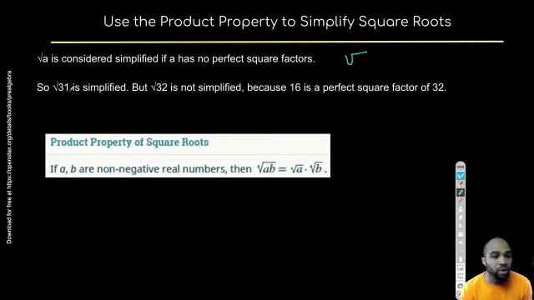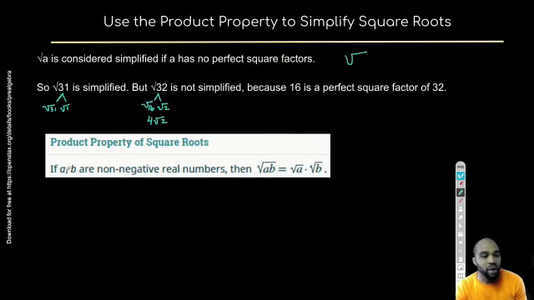So the square root of 31 is simplified. Why? Because there's no factors that I can break it down into other than 31 and 1. So square root of 31 times square root of 1. I can't figure out any other factors, but the square root of 32 is not simplified. Why? Because there's a square root of 16 in here. I could have broken this down to the square root of 16 times the square root of 2. And the square root of 16 is a perfect square because 4 times 4 is 16. So the square root of 16 is 4, and that'll give me 4 square root of 2. So this is not simplified, this is.